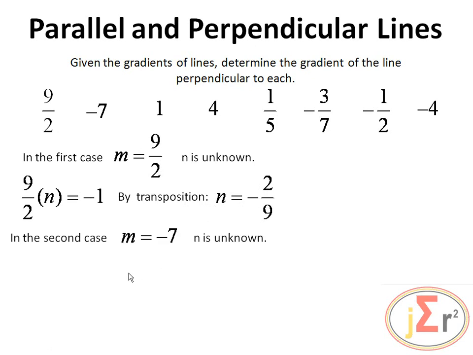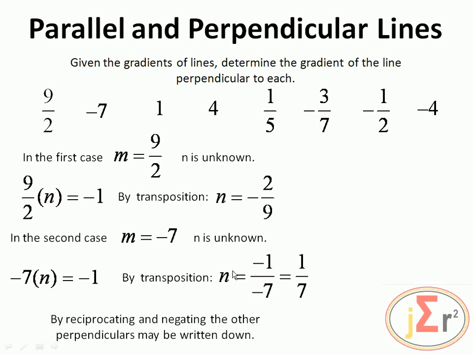So in the second case, we may use m is equal to negative 7, and n is unknown. So mn is equal to negative 1, just showing you how to work it out. So negative 7 times n is negative 1. So all we need to do is what? Transpose, and we have n is equal to negative 1 over negative 7, and of course, negative divided by negative is positive.